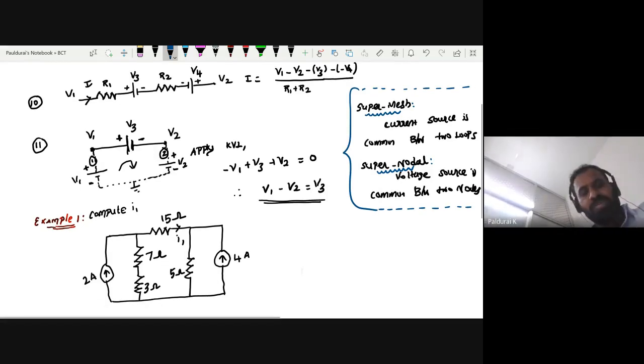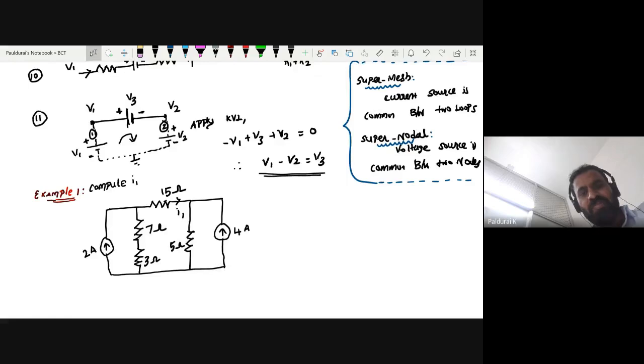So shall we proceed? Actually, compute I1. You know how to calculate I1 by using mesh analysis. You have three loops, so you will assume I1, I2, and I3. But here I1 is given, so don't worry. Later you can replace that. So go with our own style. Then you can find I1.